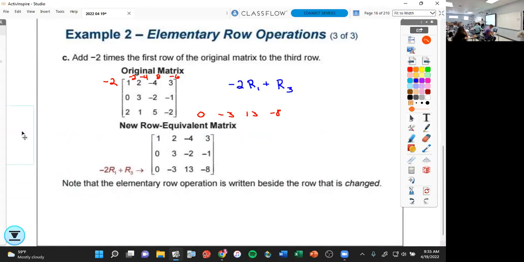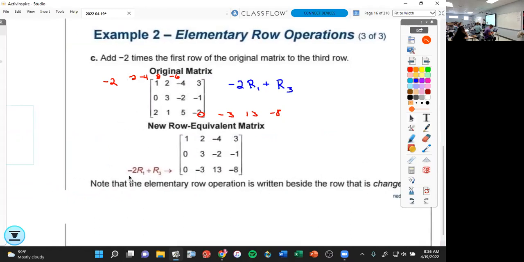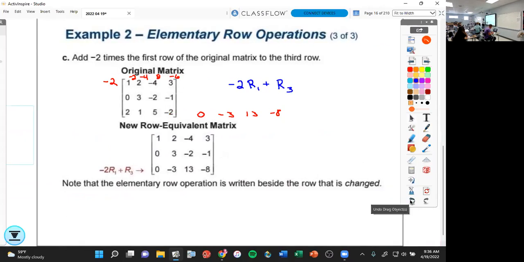Off to the left side, what we did. This right here, nice. Okay, this is what we did to the third row. This is just so that you can pay attention to what you're doing. We can work on 2 rows at the same time, and that's okay. But put off a little note to the side on what you did to make that change happen. Any questions so far?